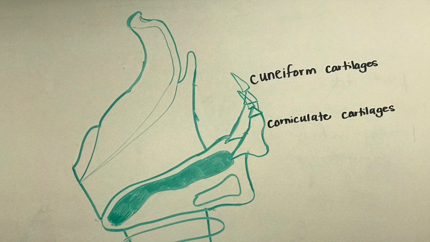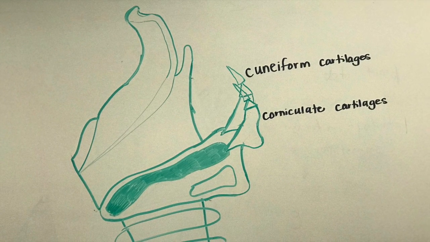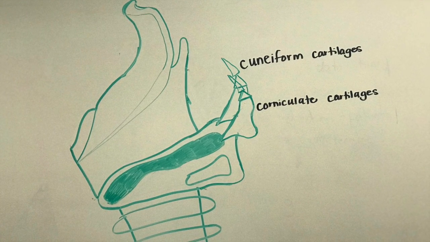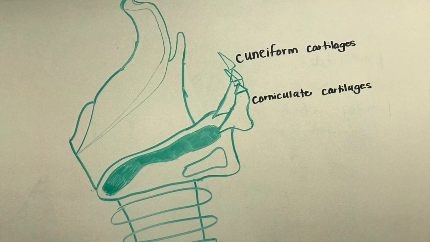This side view of the larynx identifies the paired cuneiform and paired corniculate cartilages. The cuneiform cartilages are on either side of the aryepiglottic fold, superior to the arytenoids. They support the epiglottis and vocal folds. The corniculate cartilages open and close the glottis and articulate with the arytenoid cartilages.